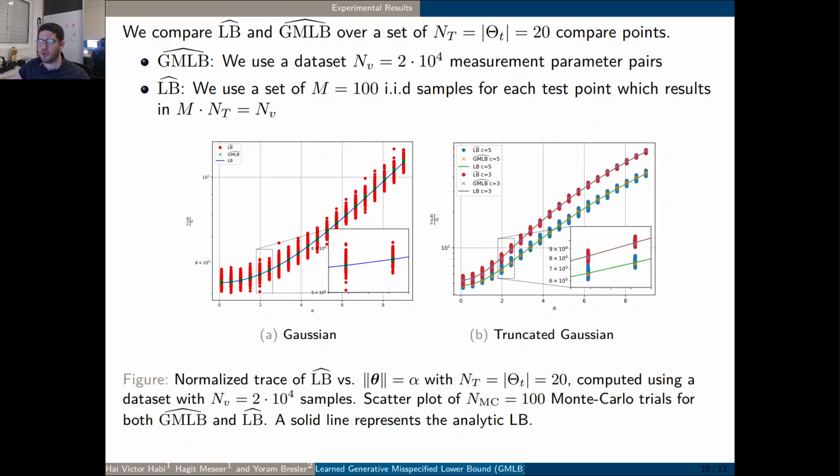The figure below presents the trace of the analytic MCRB in solid line versus the trace of the two approximation methods, GMLB in dots and MCRB in crosses. This is calculated over different parameter vectors. In the left figure, we see the results of the linear Gaussian example, whereas in the right figure, we present the results of the non-linear model. Both figures show that the GMLB has a smaller spread than the classical MCRB.